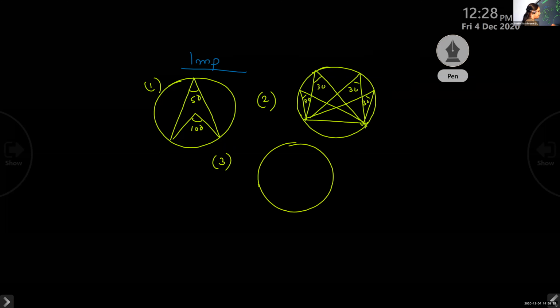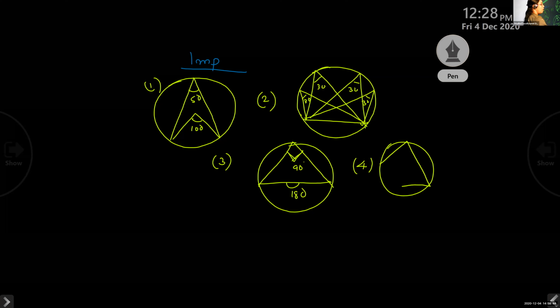Another one. Semicircle subtends a right angle. This we are using here. Then one more is there. Cyclic quadrilateral. When you draw a cyclic quadrilateral, opposite angles sum will be equal to 180 degrees. So just note down these four points. We are doing all the questions, one or the other theorem will be used here.